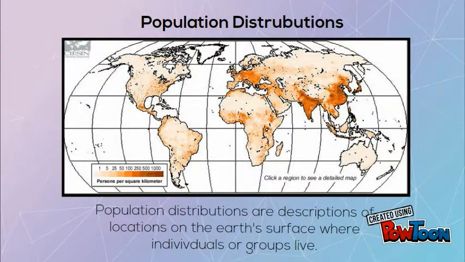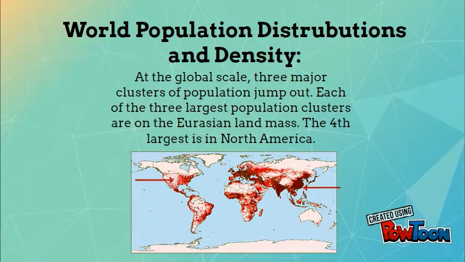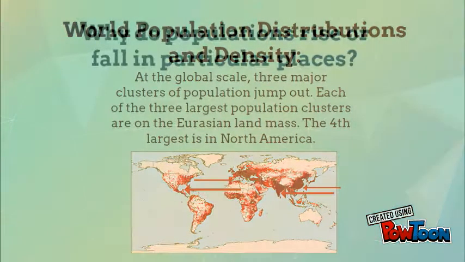Population distributions are descriptions of locations on the Earth's surface where individuals or groups live. At the global scale, three major clusters of population jump out. Each of the three largest population clusters are in the Eurasian landmass. The fourth largest is in North America.